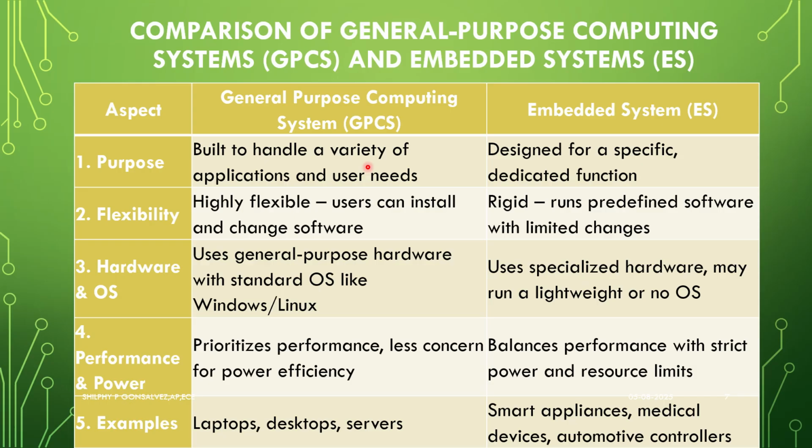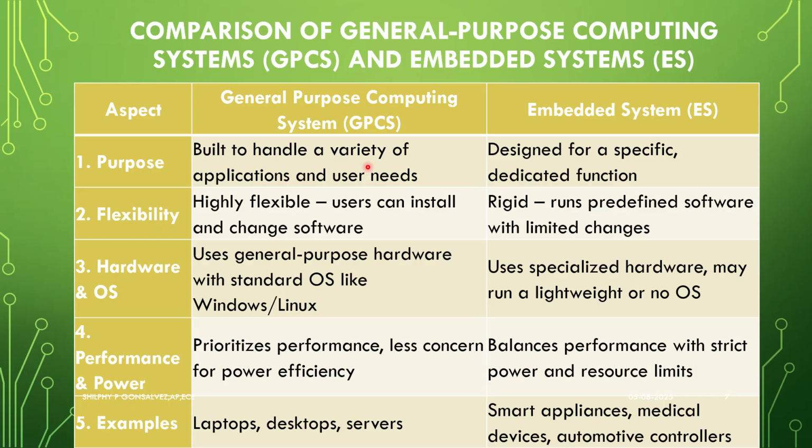But in the case of embedded systems, they are rigid and thus run on predefined software with limited changes. Coming to the hardware and OS, general purpose computing systems usually use general purpose hardware with a standard OS like Windows or Linux. But an embedded system uses specialized hardware and may run on a lightweight or no operating system.